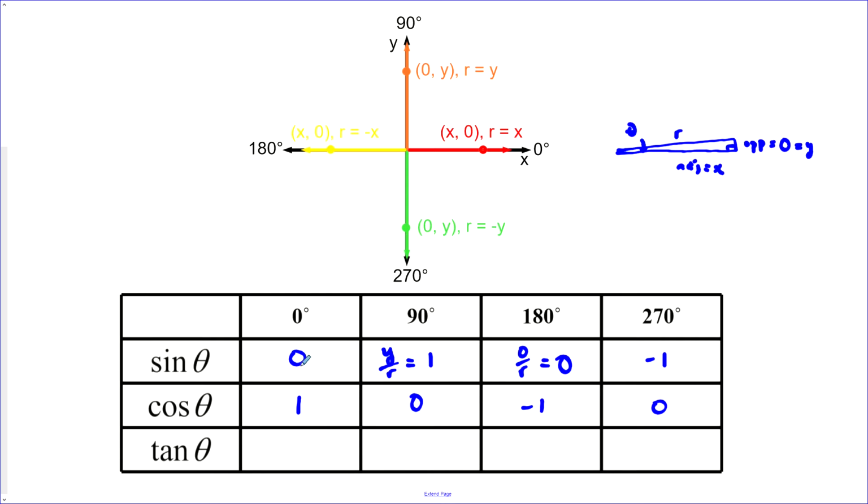Tan is opposite over adjacent, so when our theta is 0, it's 0 over x, and that would just be 0. For 90 degrees, though, we have a problem. It's y over x, and that can't happen, so this one is undefined. 180 degrees would be 0 again, 0 over x. And 270 degrees, again, undefined because we have y divided by 0, and that can't happen.